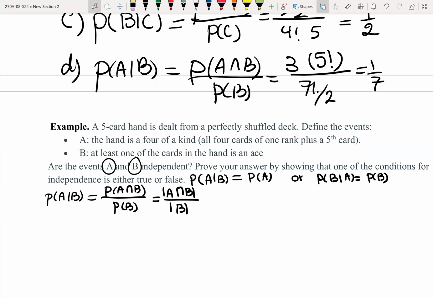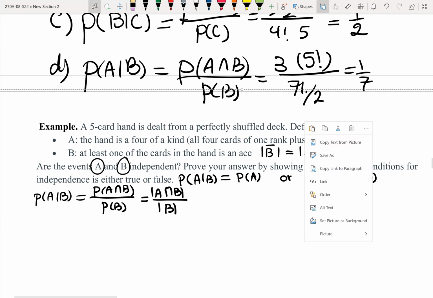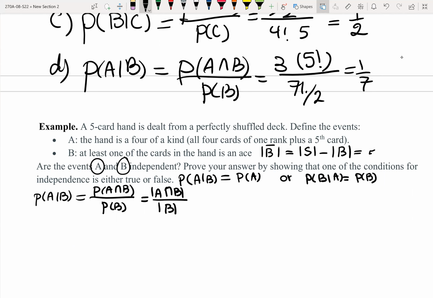$52, right? So your B is at least one of them to be ace. I think it's easier to go with that. B is at least one of the B bar. B bar is easier, which is sample size minus B. Sample size minus B, okay? Your sample size, you're selecting, as you said, 5 out of 52.